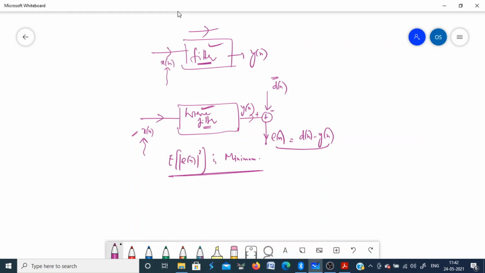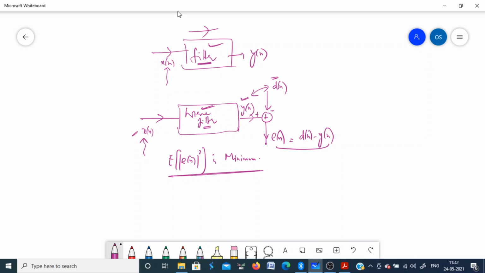And this filter will now generate an output which will be a very close approximation of this desired response, by minimizing the mean square error between these two. Not error, the mean square error. So we say this filter is optimum in the mean square sense. Okay.